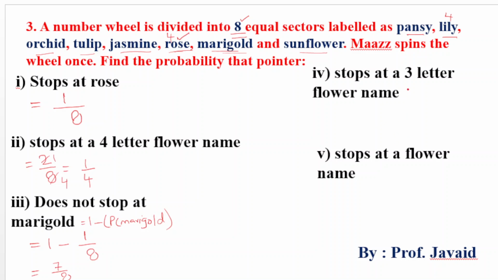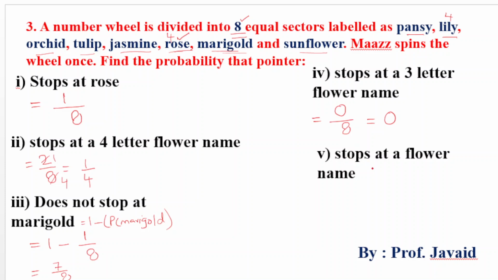We have to find stop at 3 letters flower names. So 3 letters flower name. Just find this. So no 3 letter, no, no, no, no, no, no, again no. So there is no any. So favorable outcome is 0 and total is 8. You can write directly, so it is 0. So this probability is 0.